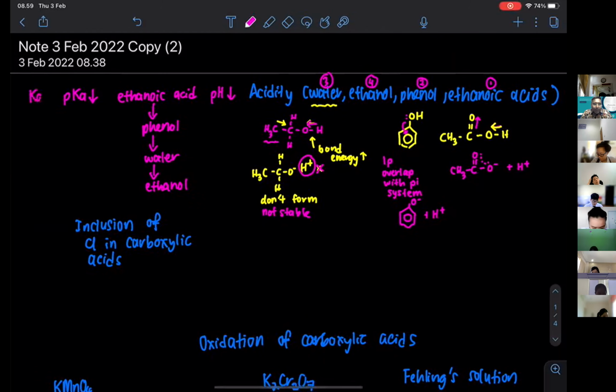If I compare, this pH is going to be higher. For ethanol, the pH is going to be higher, pKa is going to be greater, and Ka is going to be lower. It's laggy on my iPad, so it's not reflecting over there.